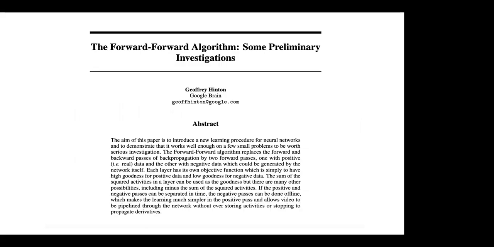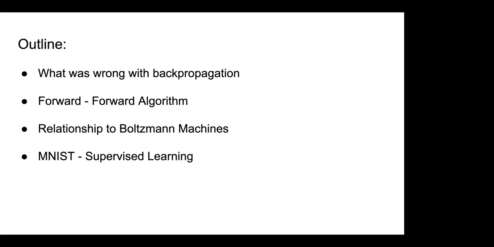In this presentation, I have outlined the paper in somewhat condensed form. What was wrong with backpropagation, and why he moved on to the forward-forward algorithm. Then I explain how the forward-forward algorithm is implemented. Then I was fascinated by how he relates Boltzmann machines and the relationship to that. I have taken one single experiment, MNIST supervised learning, to explain the idea in detail.